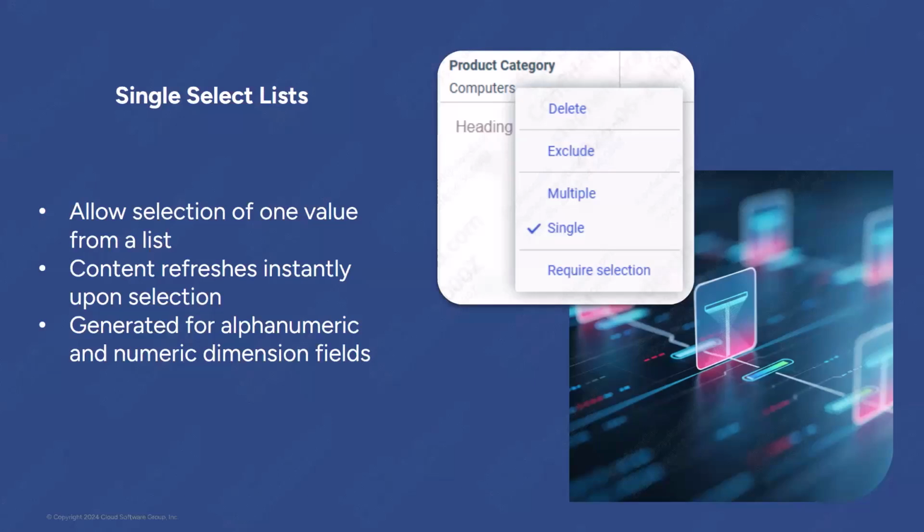users to select only one value from a list of options at runtime. The content then would instantly refresh upon the selection and provide immediate feedback, right? So that's truly the goal of single select lists.